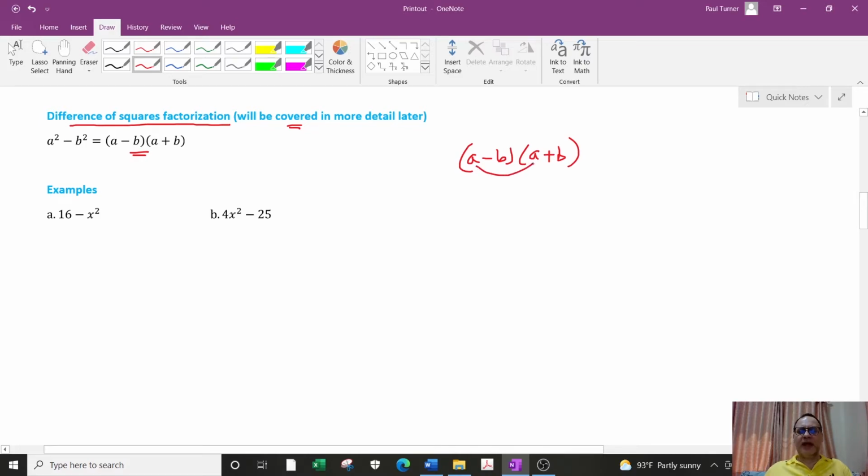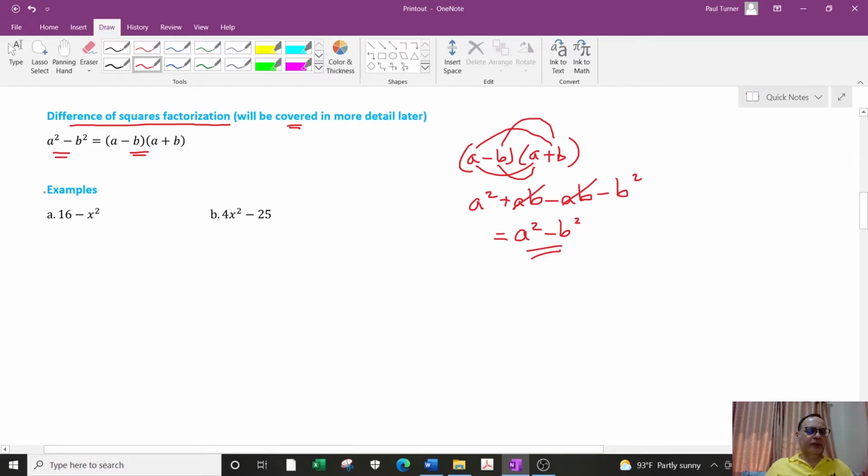So a times a is a squared. A times b is ab. Minus b times a, minus ab, and minus b times b, minus b squared. You'll see you have ab and ab here, and they are subtracted, so this becomes 0. So you'll be left with a squared minus b squared. And that's shown in the rule here.